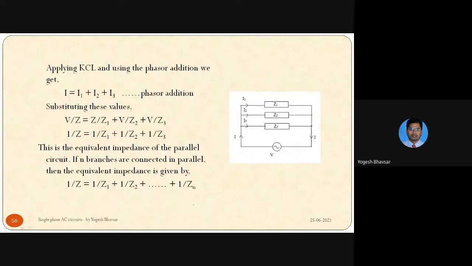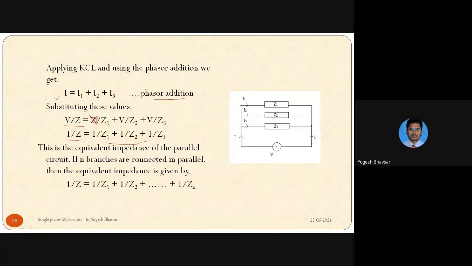So this is how we can write Z1, Z2 and Z3. These are the three impedances. Applying KCL and using phasor addition, as I already told you, I is equal to I1 plus I2 plus I3. This is the phasor addition. Right? Substituting these values, we have I is equal to V by Z. This is the total current in the circuit. I1 is V by Z1, I2 is V by Z2 and I3 is V by Z3. So we can cancel the common voltage on the left hand side and right hand side. So we have 1 by Z is equal to 1 by Z1 plus 1 by Z2 plus 1 by Z3.